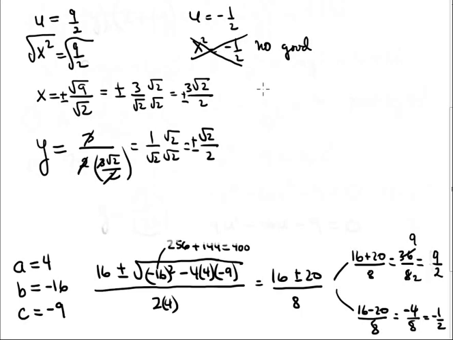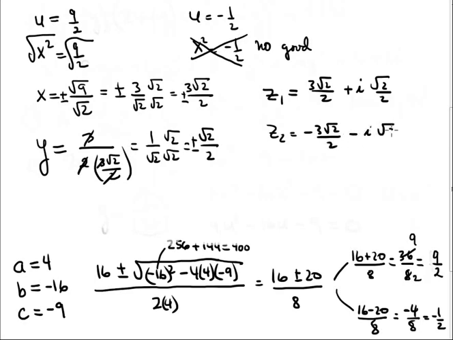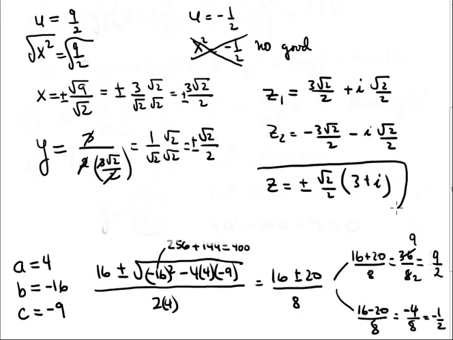We have two solutions. One solution, C1, is 3 radical 2 over 2 as the real part, plus i radical 2 over 2. And C2 is minus 3 radical 2 over 2 minus i radical 2 over 2. Or, a more elegant way, plus and minus radical 2 over 2 is a common factor, times (3 plus i). Wow, elegant solution. Okay, but I want to check and see if everything is okay or not.